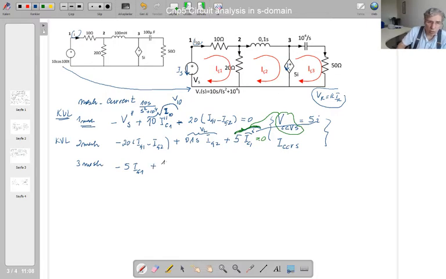Write the impedance 10 to the power 4 over S, that's the impedance, times the current of this element, which is equal to IC3, because this is the only mesh current passing through this element, IC3. And the last one, this resistor voltage: the sign is going to be positive because this red and this direction are the same, plus 50 times this element current, which is equal to IC3.